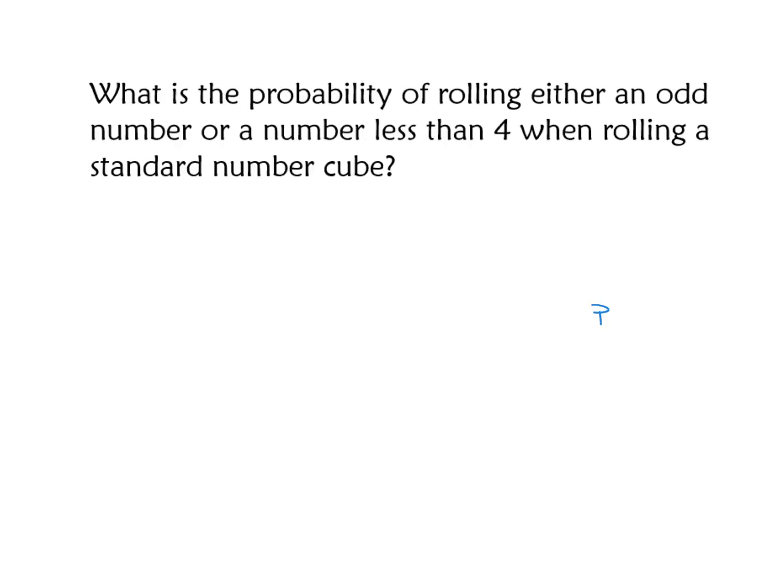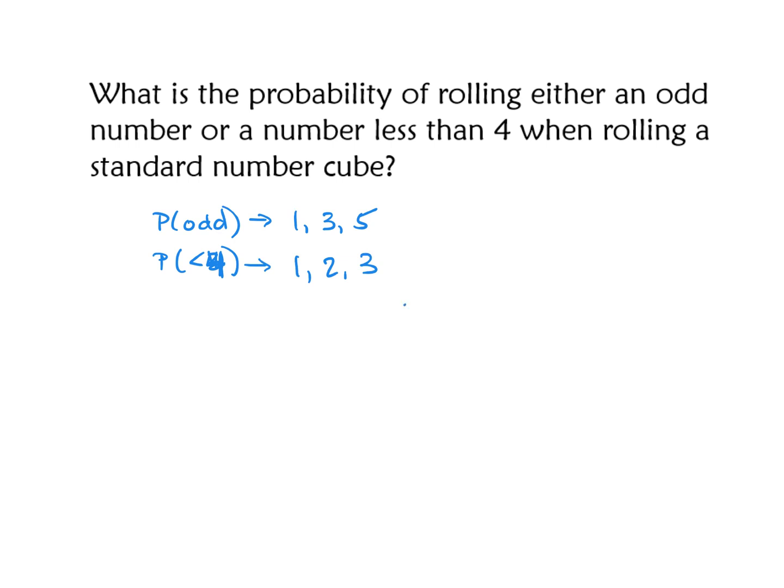All right, now, next one. What's the probability of rolling either an odd number or a number less than 4 when rolling a standard number cube? So probability of rolling an odd number. Okay, our odd numbers are going to be 1, 3, and 5 that are on a number cube. Now the probability of being less than 4. Those are going to be 1, 2, and 3. Those are all the numbers less than 4.